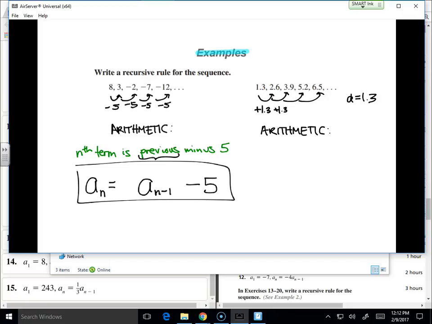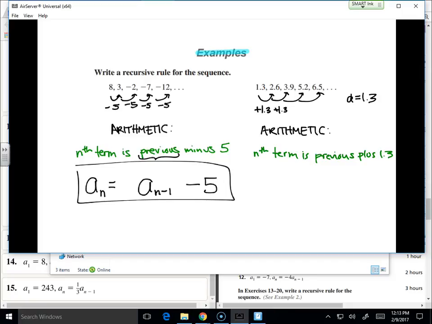It's arithmetic. Now, what would the English be as to the pattern? Okay, we're going to the math, but what's the English? The nth term is the previous. Does that make sense? To get a term, it has to be taken word for word, right? The nth term is the previous plus 1.3. Did you do that the same with arithmetic? The nth term is the previous plus 1.3, right?